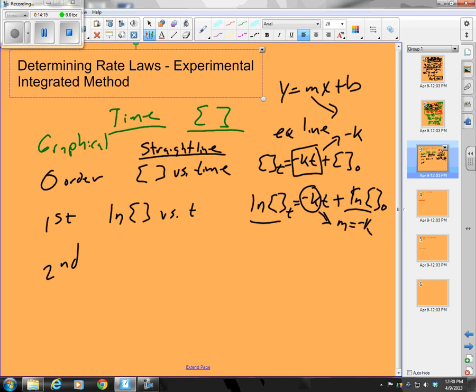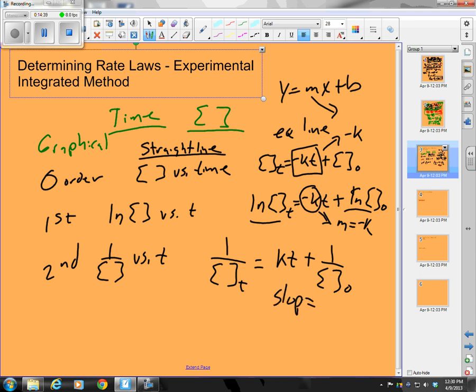And finally, if it's second order, it's 1 over concentration versus time. And so I'd graph 1 over concentration at any time is equal to KT plus 1 over concentration initially. And in this case, my slope equals my K.